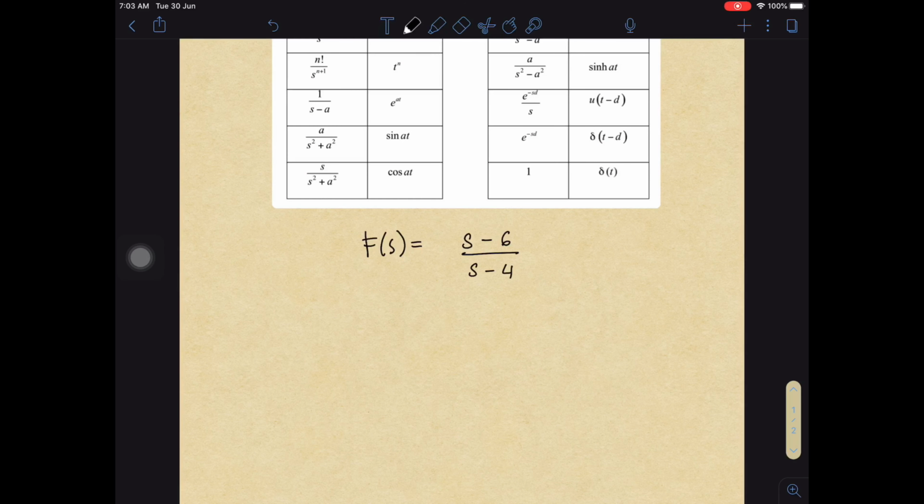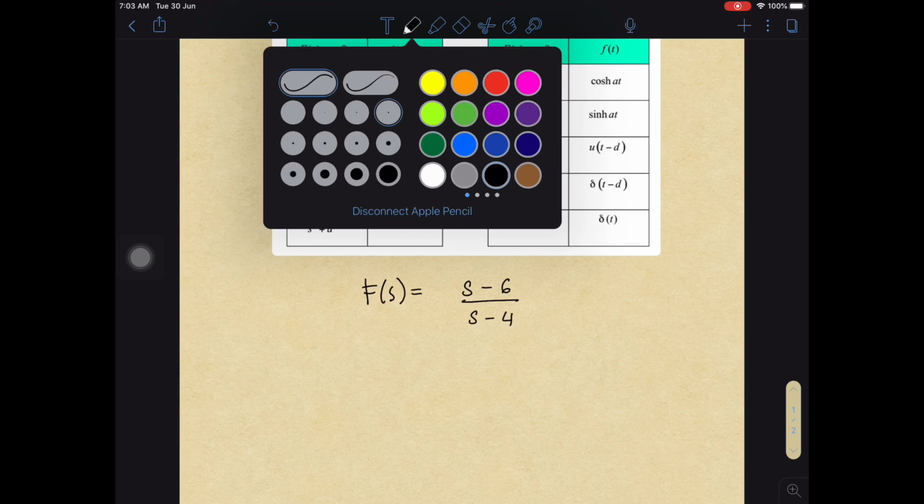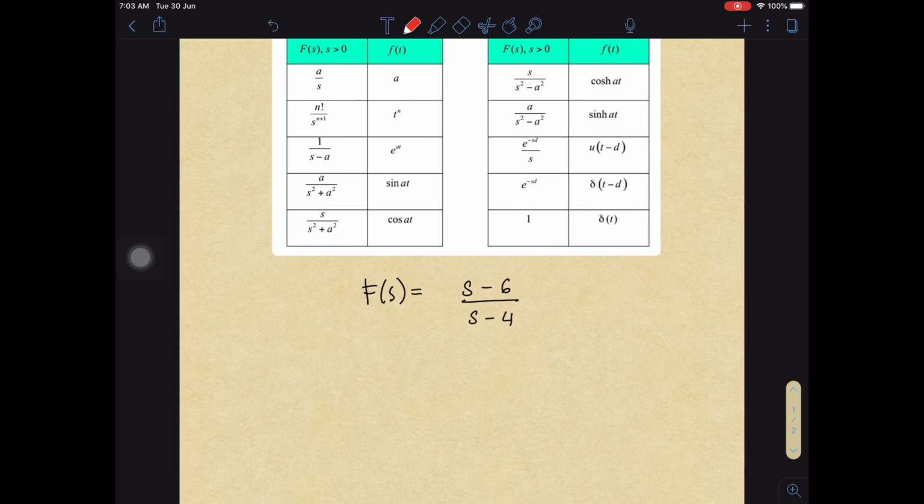We want to find the inverse Laplace for this function F(s) equals (s minus 6) over (s minus 4). Okay, so if you look at the denominator, you have the single s with the constant here. So this one is actually related to the exponent function e to the power of at. But if it is the exponent at, you must have a constant in your numerator, but now you have s in your numerator. So you cannot use the exponent at as your f(t). Therefore, we cannot use the table to get the function f(t) for this F(s).